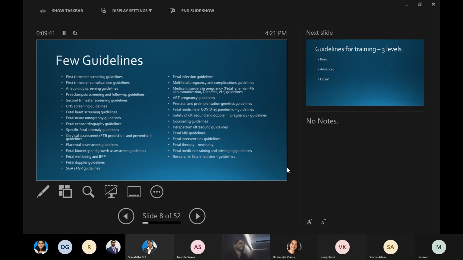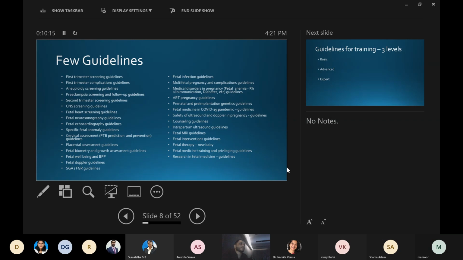Then fetal medicine in the COVID-19 pandemic. This actually, there was a symposium last year, AMI symposium, in which I have already presented these guidelines, fetal medicine and pandemic. So there are also safety related guidelines, safety of ultrasound and Doppler in pregnancy. There are counseling guidelines. This is one of the most important things, patient counseling. So there are separate set of guidelines and how to counsel and how we go about.